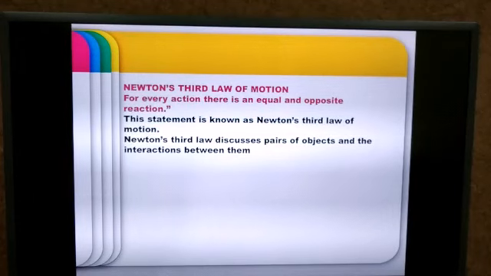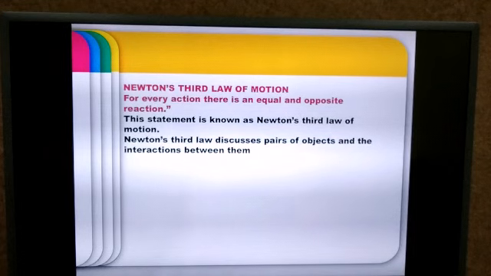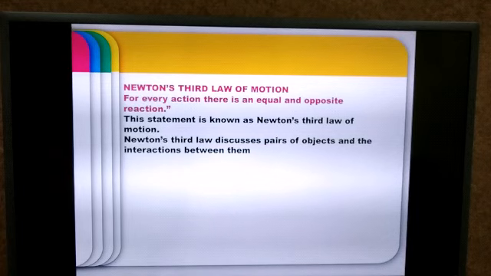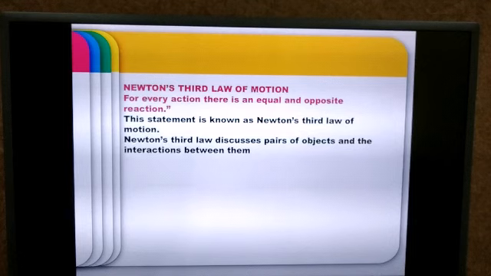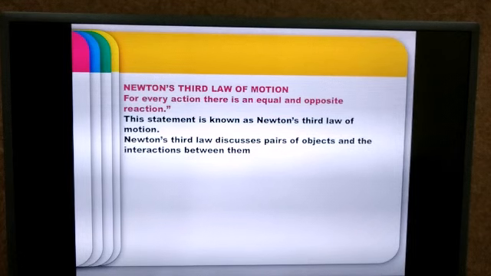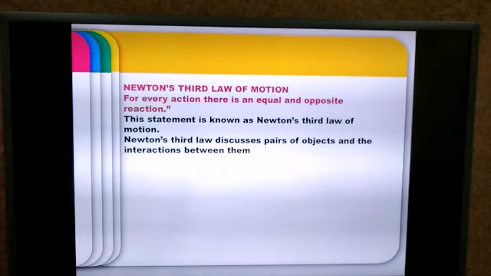We have already studied Newton's first law of motion. Newton's first law tells us that a force is necessary to change the state of rest or state of motion of an object in a straight line. And what was the statement of Newton's first law? Every object continues to be in a state of rest or in a state of motion unless it is acted upon by an external unbalanced force.